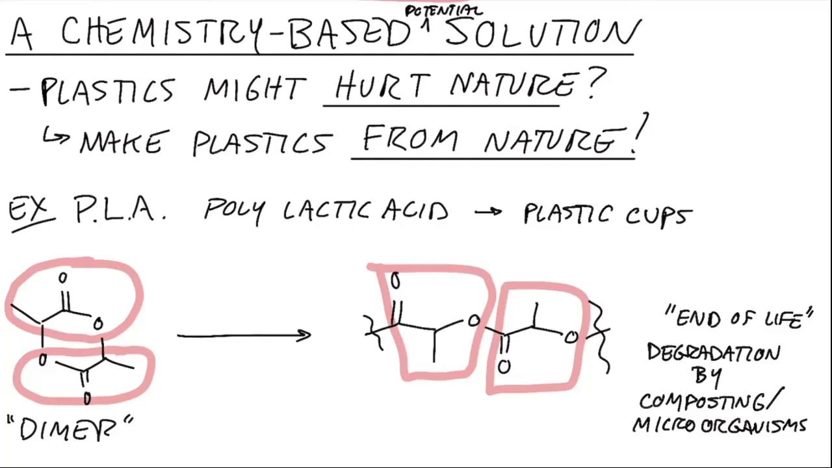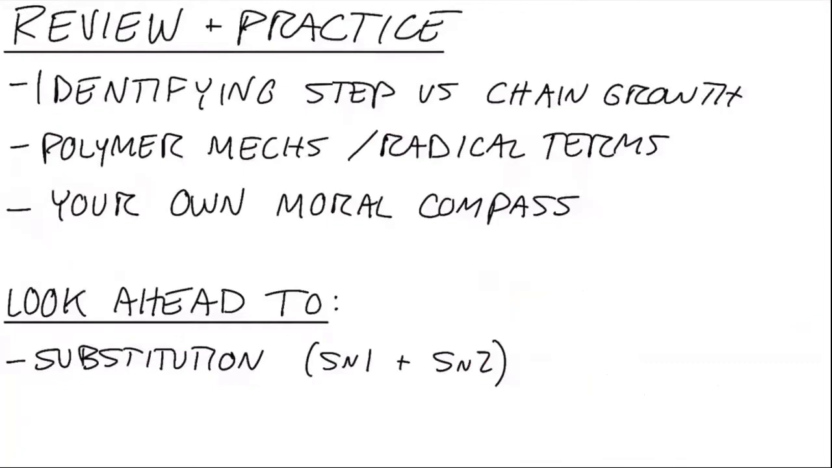So with that, here's some things to think about to review and practice. Looking for what constitutes a step versus a chain growth polymer. You'll have some of that on your homework. We want to be familiar with those two polymerization mechanisms we talked about last time, and also those radical electron terms: initiation, propagation, and termination, and identifying those steps. You'll get a lot of practice with this on your homework.